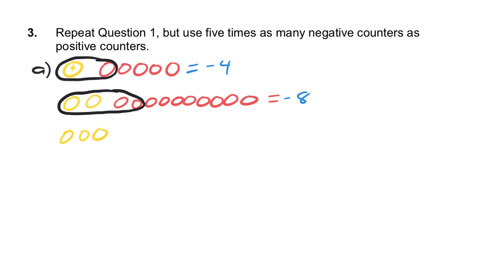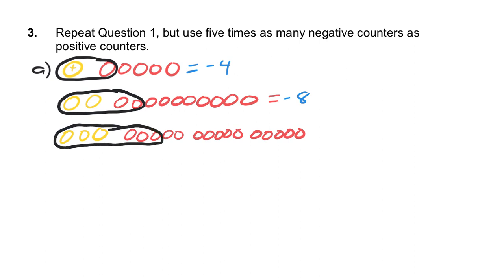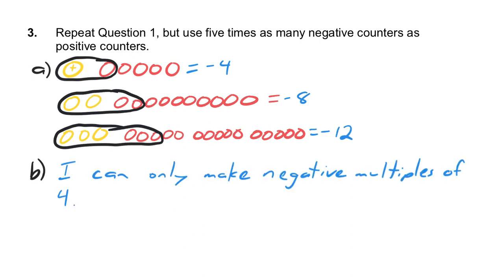And if I have 3 positives, then I'm going to have 5 times as many, which is 15. 3 times 5 is 15. 1, 2, 3, 4, 5, 6, 7, 8, 9, 10, 11, 12, 13, 14, 15. Okay, circling my 0 pairs here. That's all 0. And how many do I have left out of those 15? Well, I've got negative 12, or 12 negatives. Okay, and for part B, I might say something like this. I can only make negative multiples of 4.